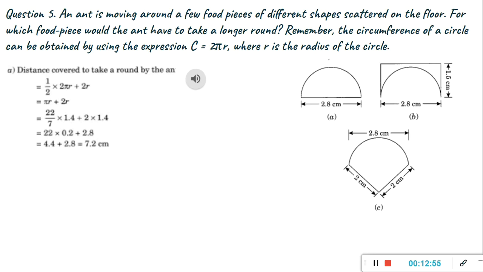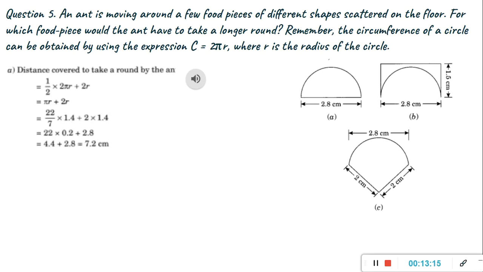That is equal to 22 upon 7 into 1.4 plus 2.8, otherwise 2 into 1.4. So that is equal to 4.4 plus 2.8, which is 7.2 centimeter. So the distance covered by the ant to take a round in figure A will be 7.2 centimeter.